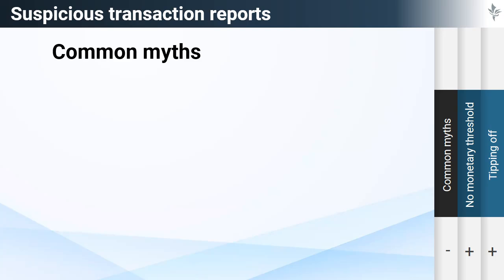Let's look at some of them and set the record straight. Myth number 1. If I think something might be suspicious, I cannot complete the deal. This is false. You are not required to terminate a deal that raises your suspicion. You can continue with the deal, or you can terminate it. If you continue with the deal and the transaction is suspicious, you must submit a suspicious transaction report to FINTRAC.